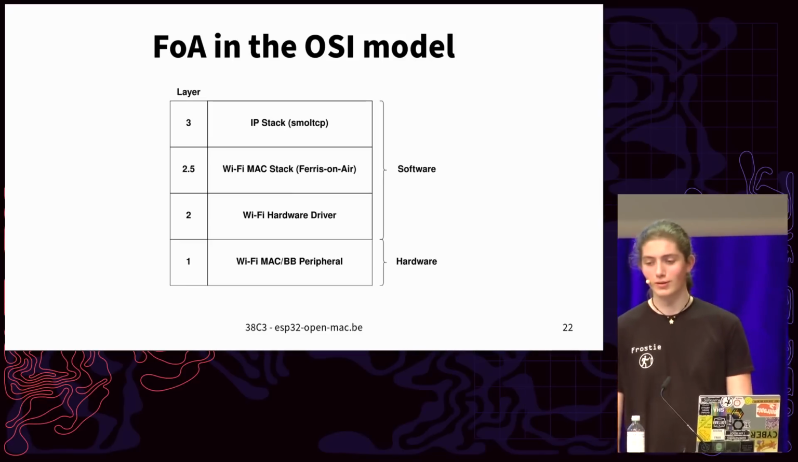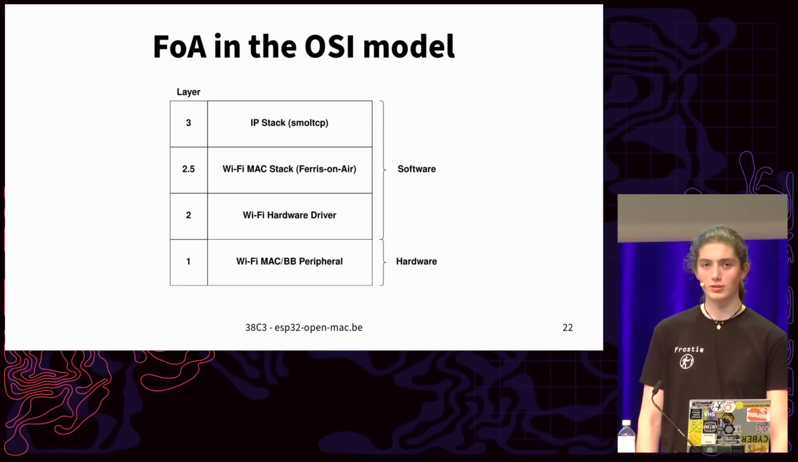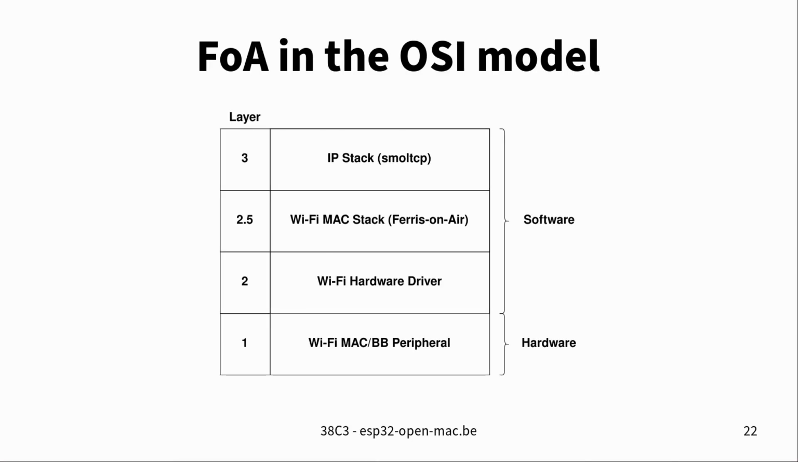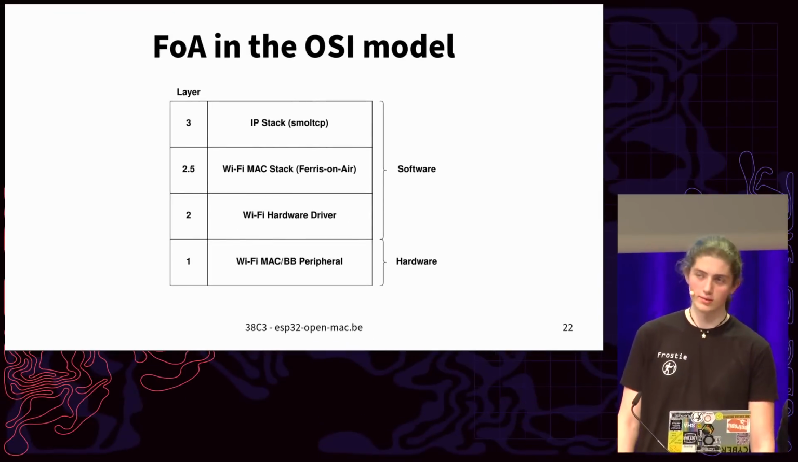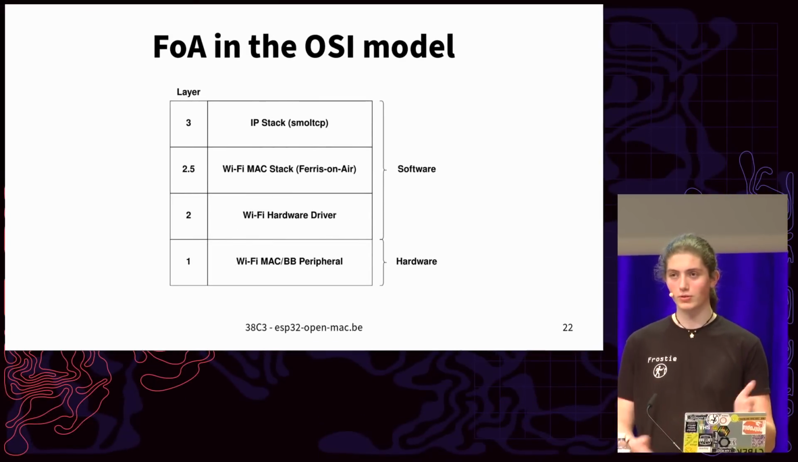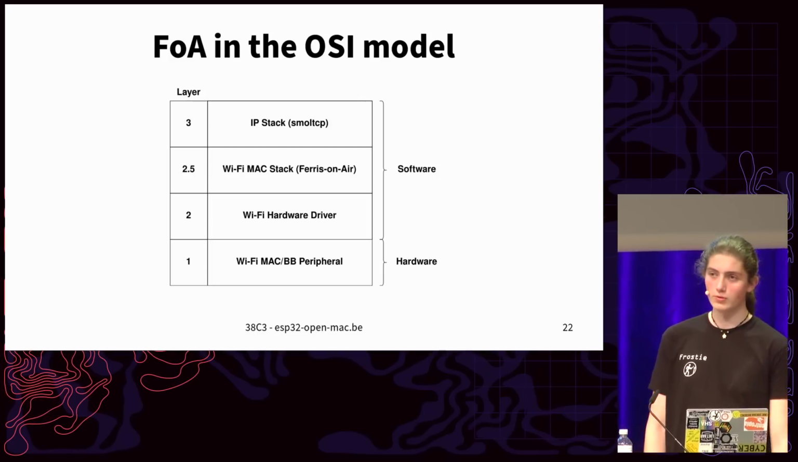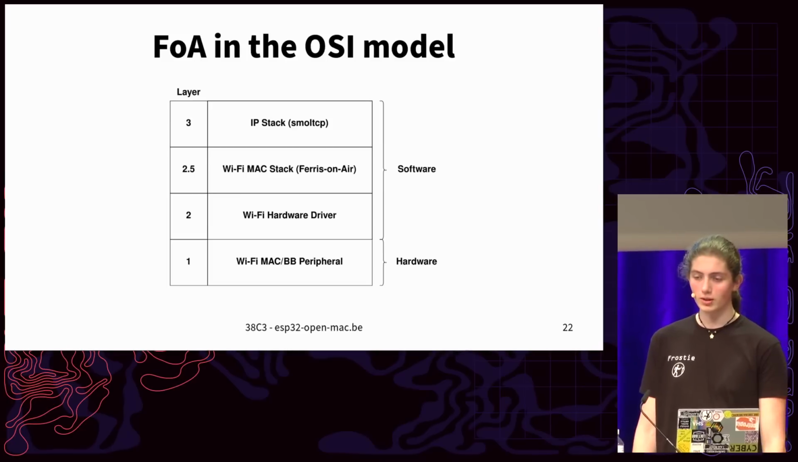So at layer 1, you have the hardware, which is the Mac and baseband peripheral, which generate the RF signal and do some parts of layer 2. And directly on layer 2, you have the Wi-Fi hardware driver, which I also wrote in asynchronous Rust. It has a rather simple API. You can just tell it to transmit a frame, give it certain parameters, and it will just go and do that and wait for an ACK. And for receiving, there's also a similar API.